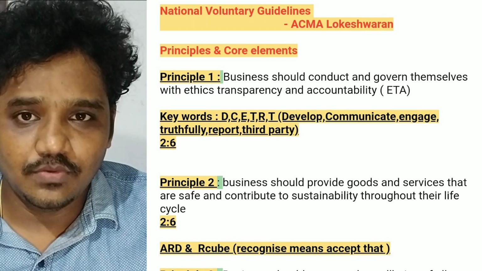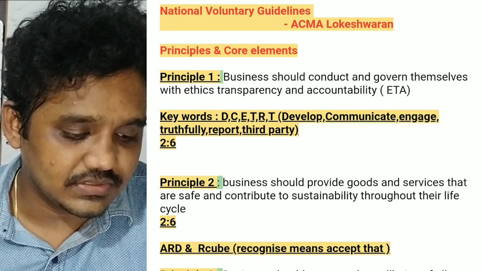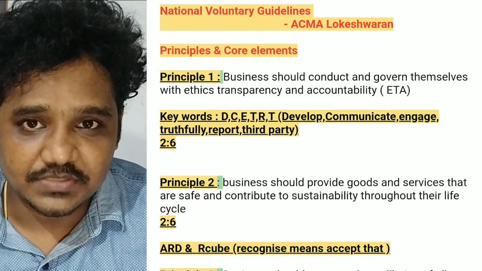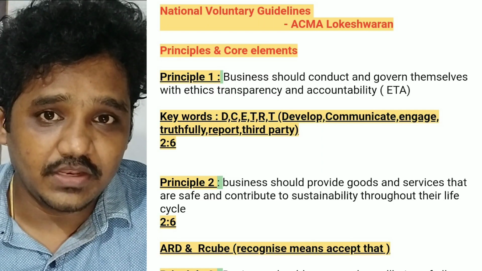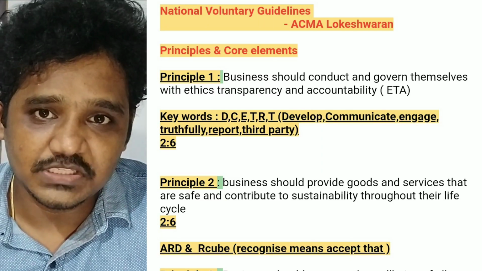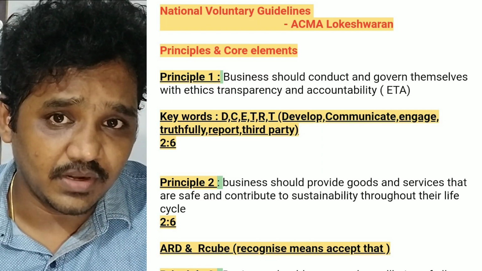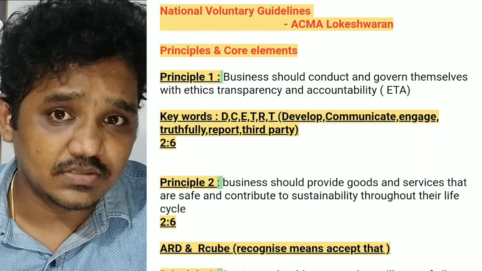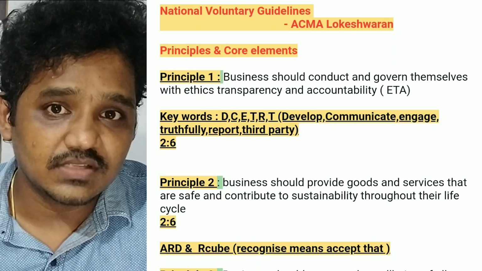In my notes, you'll be able to see some ratios. In principle number 1, I say 2:6. That means there are 2 principal points given and 6 points with respect to core elements. So when you think about principle number 1, it's 2:6. That means 2 principal points and 6 core elements. When I say core element, it means those points are relevant to the business. All the points should begin with business should.